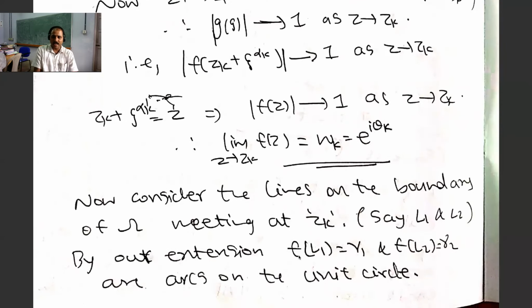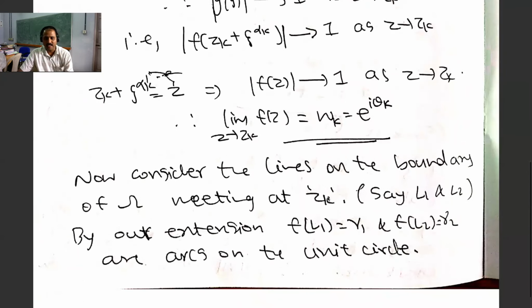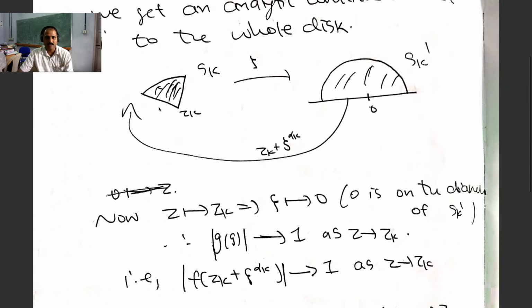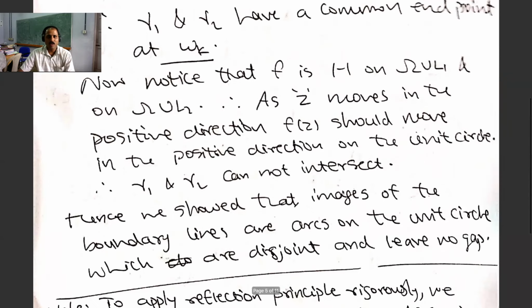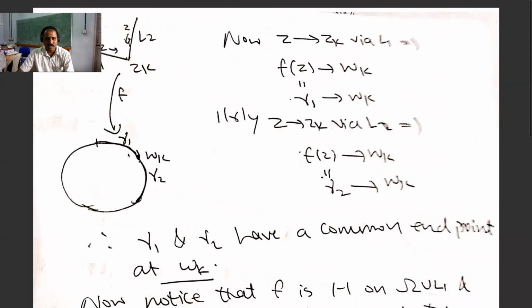Now consider the lines on the boundary of omega meeting at z_k. That means these two lines meeting at z_k, at angle alpha_k pi. You denote them by L1 and L2. F of L1: we have already seen that the image of this line will be on the unit circle. So this is gamma 1 and gamma 2. They are arcs on the unit circle. Here is the image of L1, and here is the image of L2.